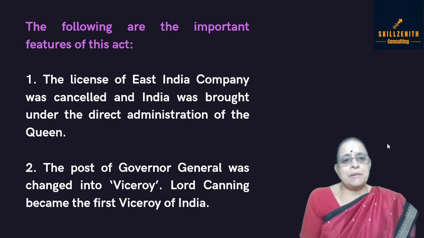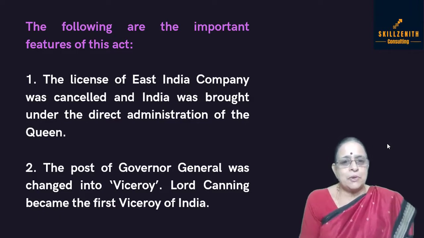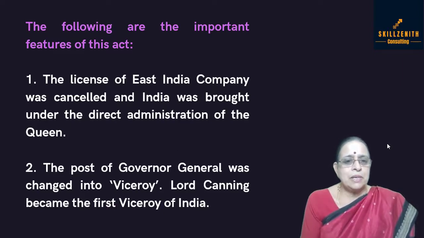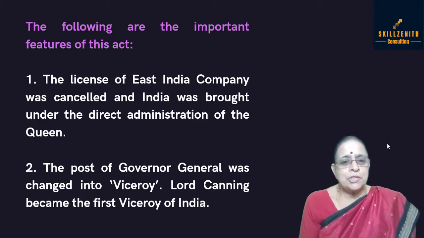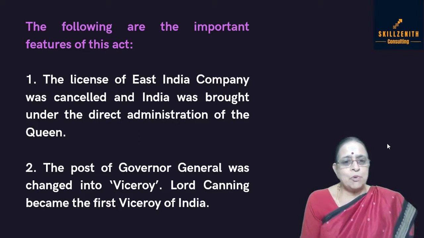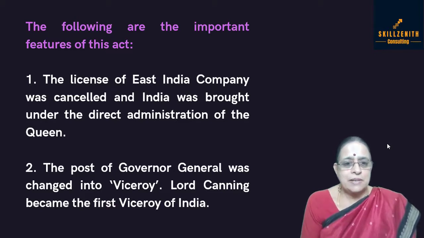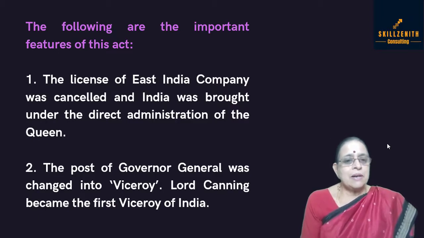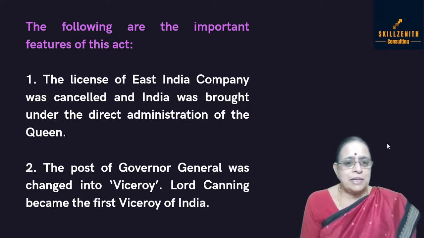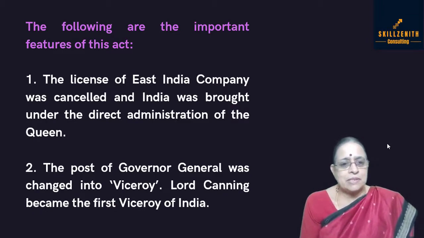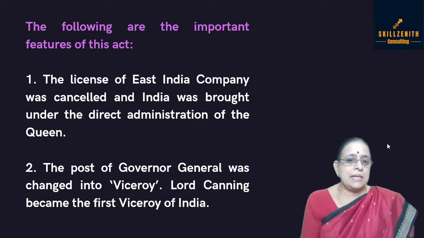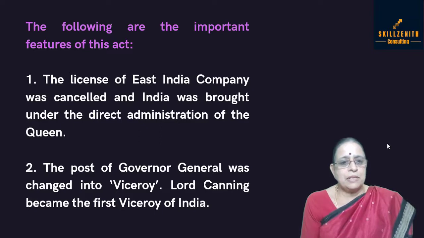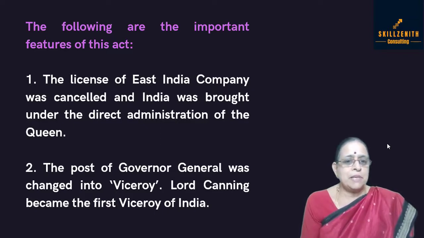The license of the East India Company was cancelled by the British government and India was brought under the direct administration of the Queen. This I have already told. Now Queen Victoria took the administration of India directly into her hand. The post of Governor General was changed into Viceroy. So the Governor General came to be called Viceroy. Lord Canning became the first Viceroy of India. You can underline this name, the first Viceroy of India.